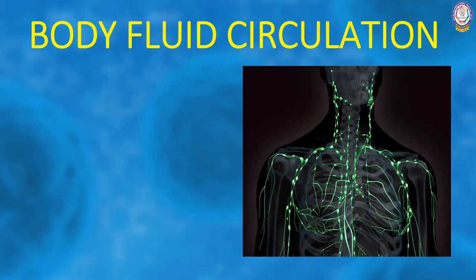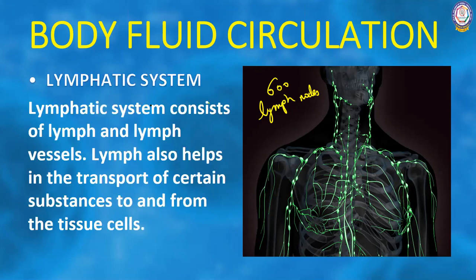I told you one more fluid, tissue fluid, otherwise called lymph. There are 600 lymph nodes in our body, and this is also a type of special circulation, which we call lymphatic circulation. So the system is the lymphatic system. It consists of lymph, lymph vessels, and lymph nodes. It also helps in transporting substances to and from the cells. So that is specifically why we name it tissue fluid.